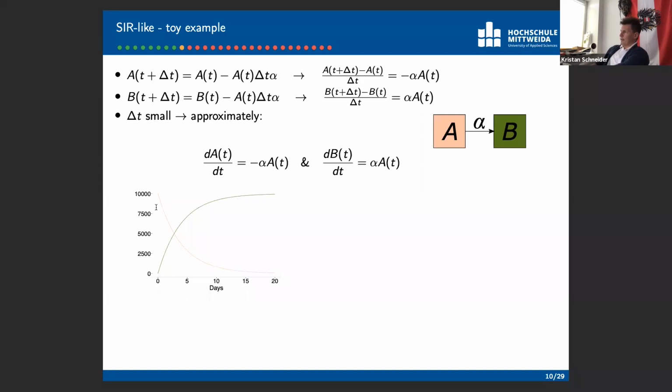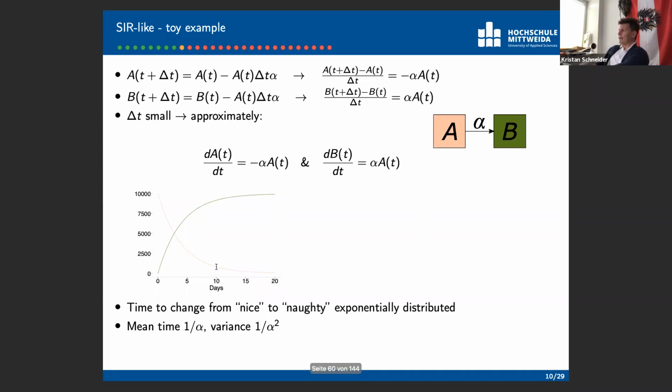And the solution is this curve, which is essentially an exponential distribution. It characterizes a distribution that has a mean time to turn from nice to nasty of 1 by alpha and a variance of 1 by alpha squared. Now, this variance is something that we don't like too much because it is rather high. That's due to the exponential function that we're implicitly modeling, but we're going to resolve that later on.